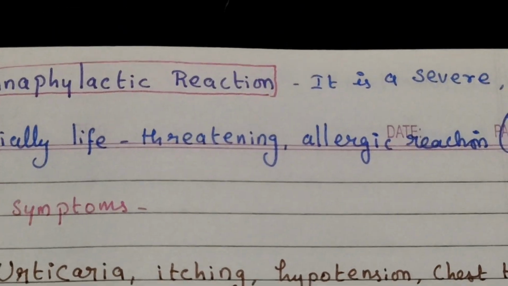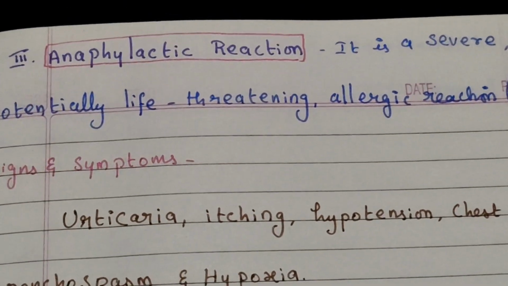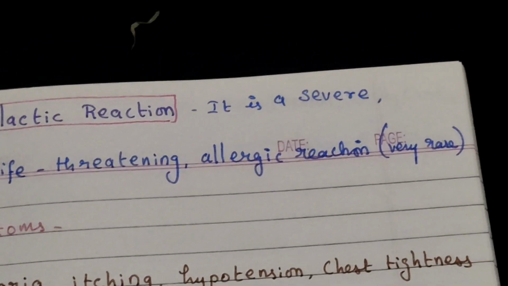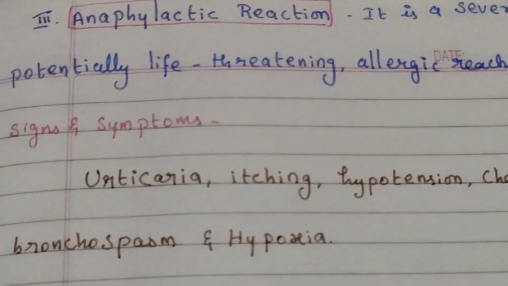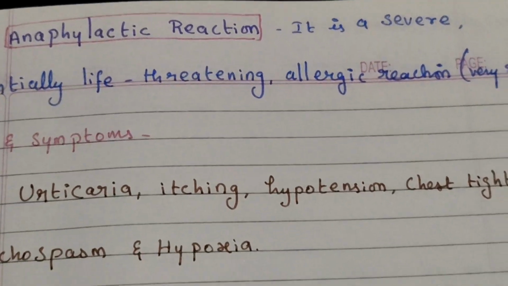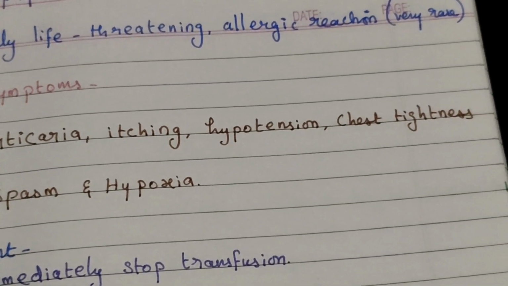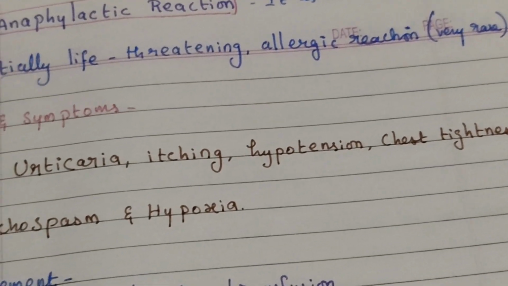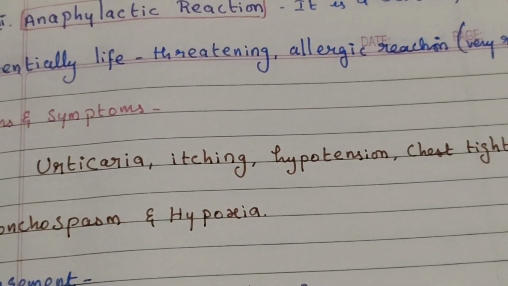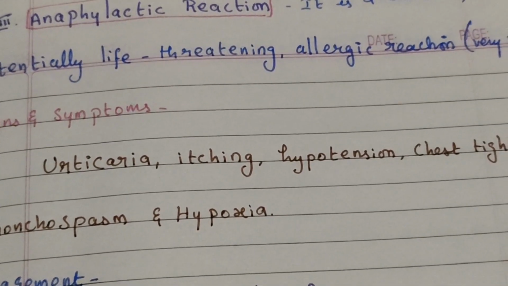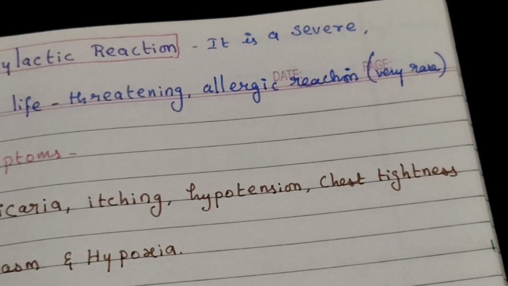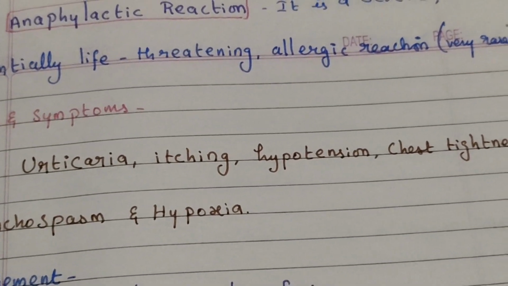Next one is anaphylactic reaction. It is a severe, potentially life-threatening allergic reaction. It is a very rare condition. What are the signs and symptoms of anaphylactic reaction? Urticaria, itching, hypotension, chest tightness, bronchospasm, and hypoxia.